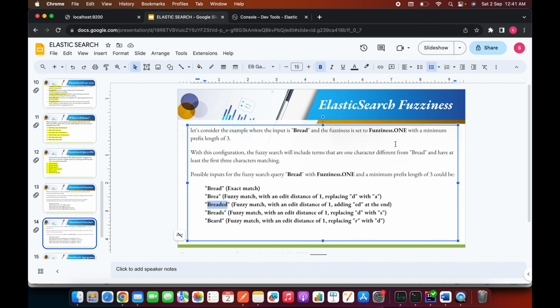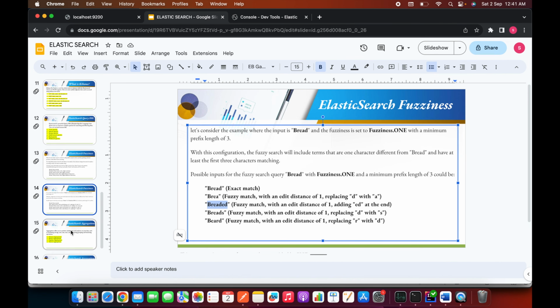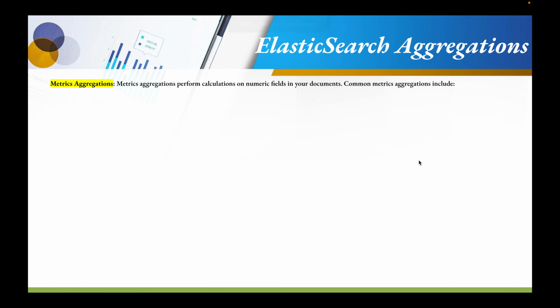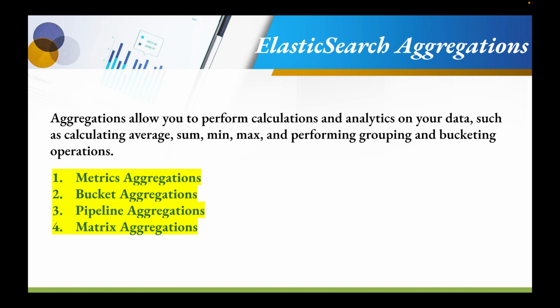with a prefix length of 3. And the final one is aggregations. So what are aggregations? Basically, aggregations allow you to perform calculations and analytics on your data, such as calculating average, sum, min, max, and performing grouping and bucketing operations.